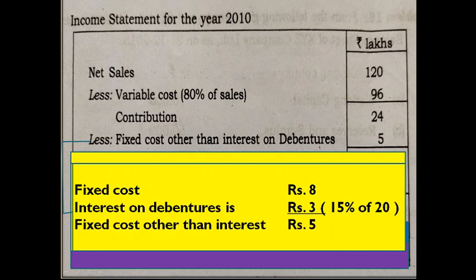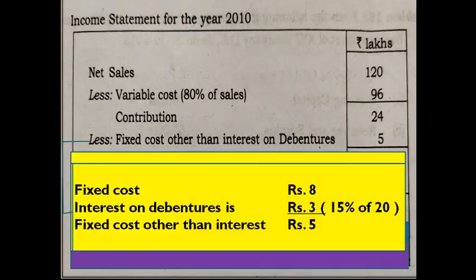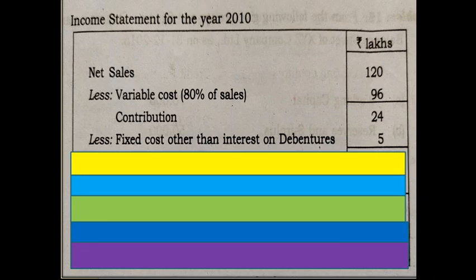The concept is, in order to get the operating profit, you need to deduct operating expenses. In the question, the given detail is fixed cost includes interest on debentures. Interest on debentures is a non-operating expense. So you need to adjust the interest on debentures from fixed cost. So you will get operating profit 19. So remember the concept.